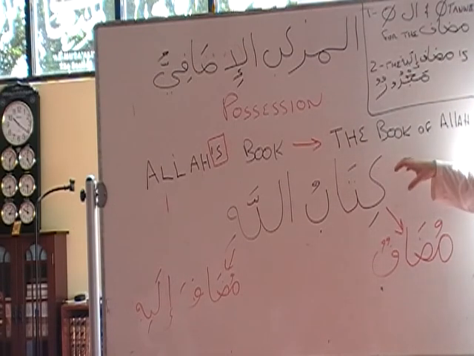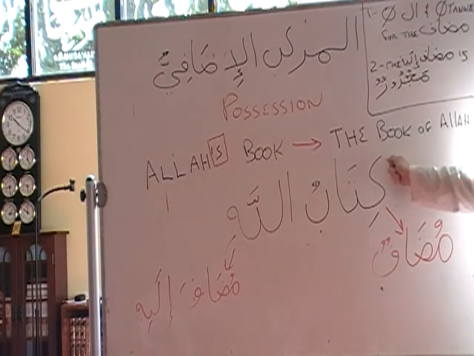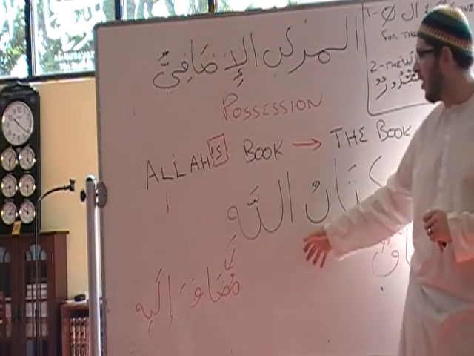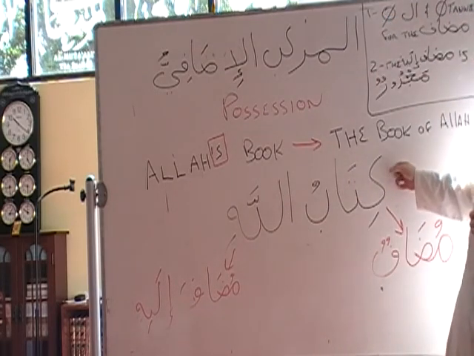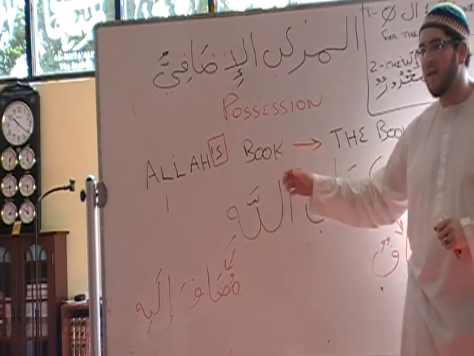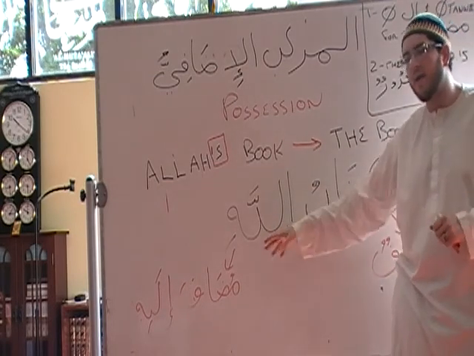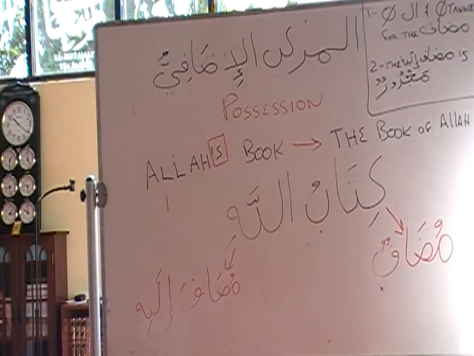So whenever you see two ism together like this, you know that the first word is being possessed, and the second word is the possessor, or the mudaf ilayh. And therefore you describe it as the blank of blank. The blank of blank. The book of Allah. And that's how you describe it.